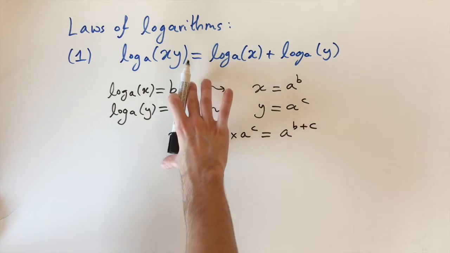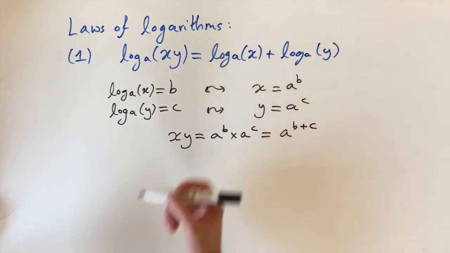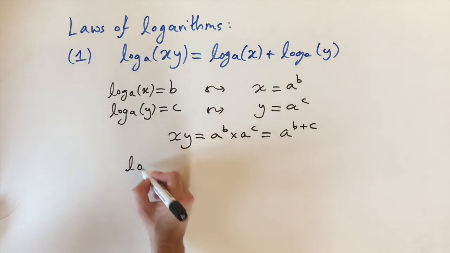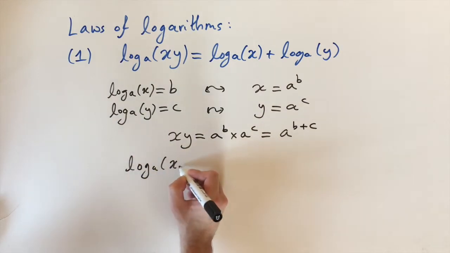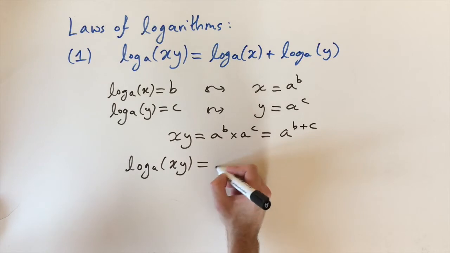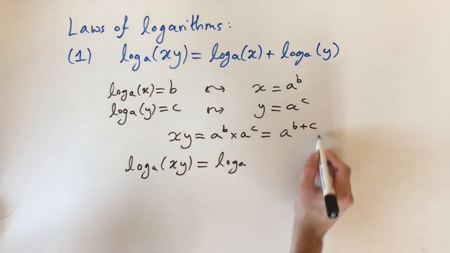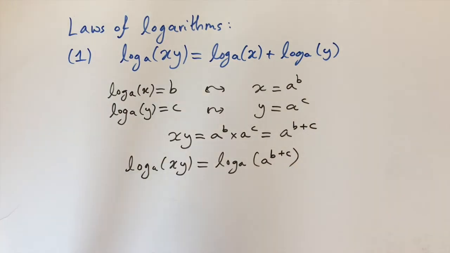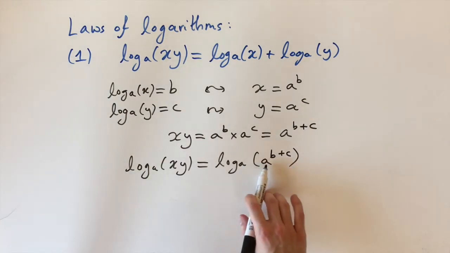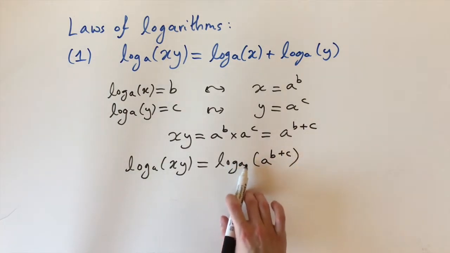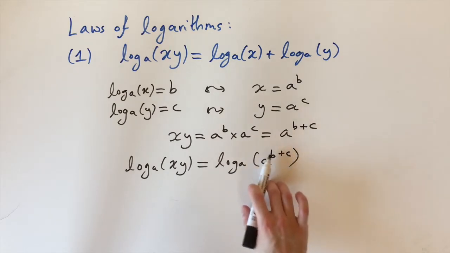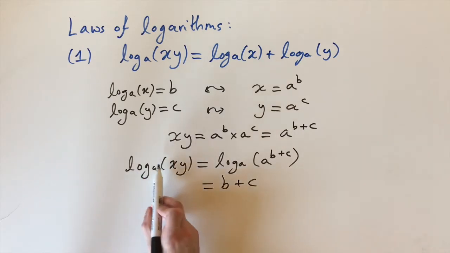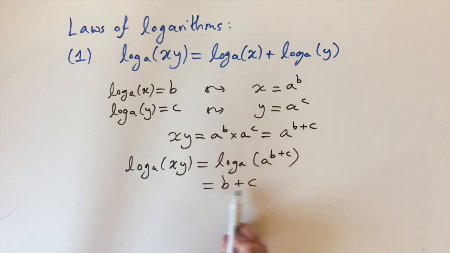So to get back to our laws of logarithms, we need to convert this back into logarithms. So I'm just going to apply log to the base a of both sides. So log to base a of x times y, this is the same as log to base a of this right-hand side, so this is a to the power of b plus c. And by the definition of the logarithm, since we have a to the power of something and we're taking the logarithm of base a, our answer is just going to be the power. So it's just going to be b plus c. So log to the base a of x times y is equal to b plus c.